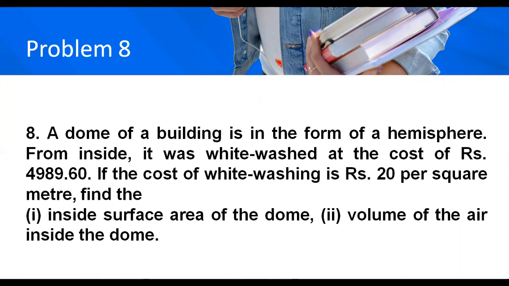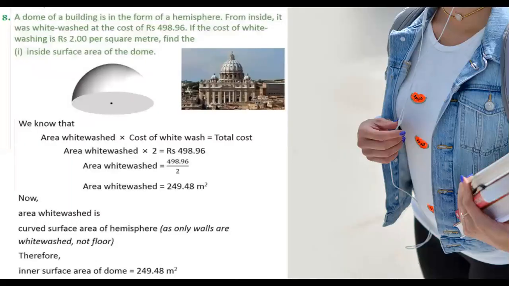If the cost of whitewashing is rupees 20 per square meter, find the inside surface area of the dome and the volume of the air inside the dome. Here the dome of one building is in the shape of a hemisphere and we whitewashed it from inside, which cost rupees 498.96 to whitewash. We are given the rate of whitewashing as rupees 2 per square meter. Now we need to find the inside surface area of the dome.